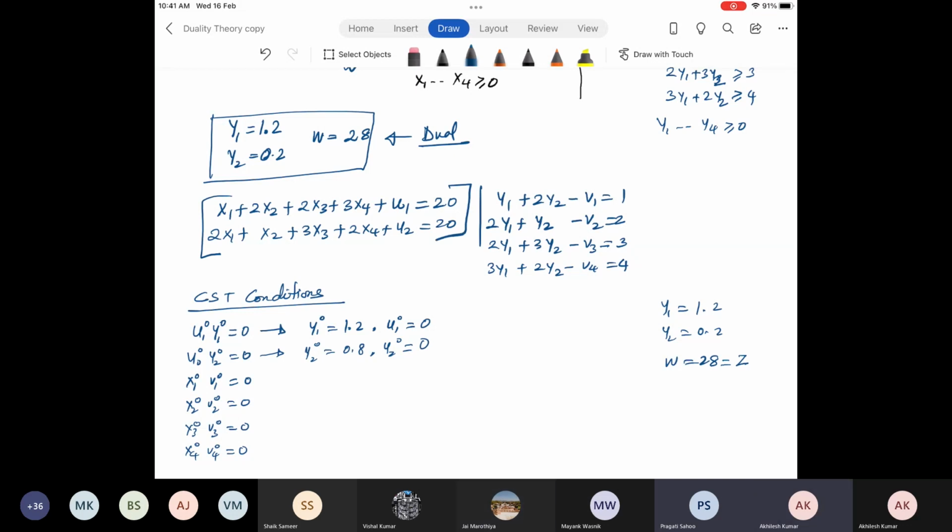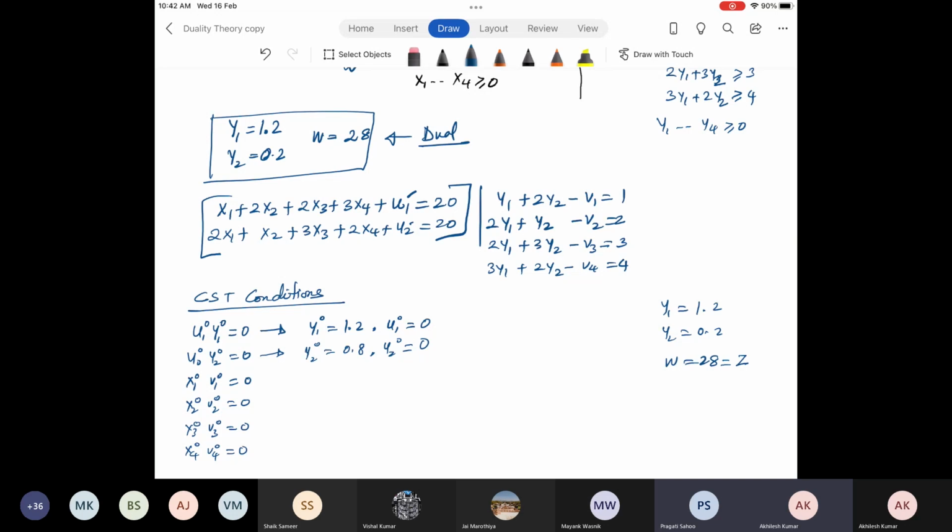What does it tell you about the primal feasible region? Both the slacks are 0. So are these two constraints active or inactive? Both of them are active. The solution happens at the intersection of these two constraints.